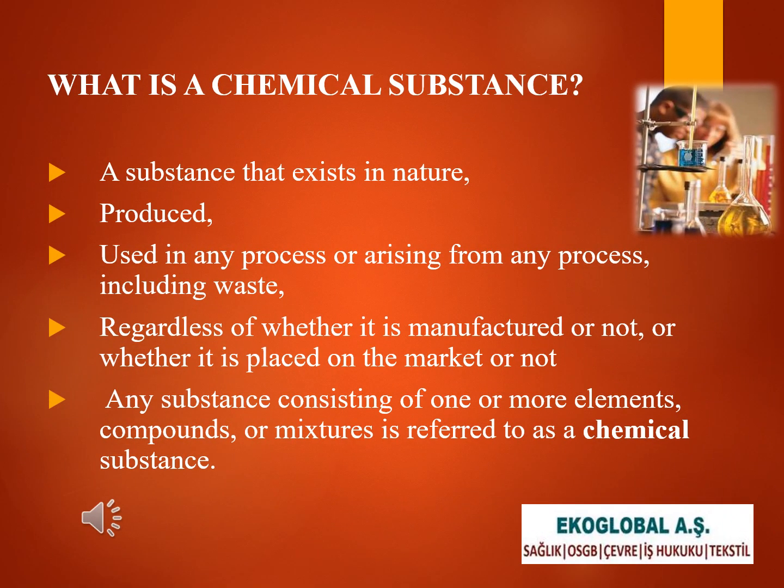What is a chemical substance? A substance that exists in nature, produced, used in any process or arising from any process, including waste, regardless of whether it is manufactured or not, or whether it is placed on the market or not. Any substance consisting of one or more elements, compounds, or mixtures is referred to as a chemical substance.